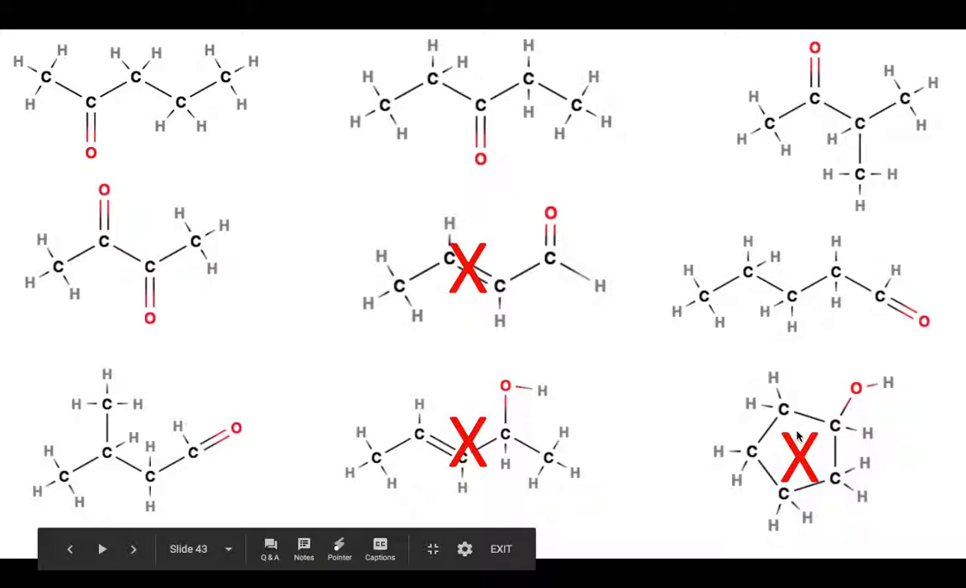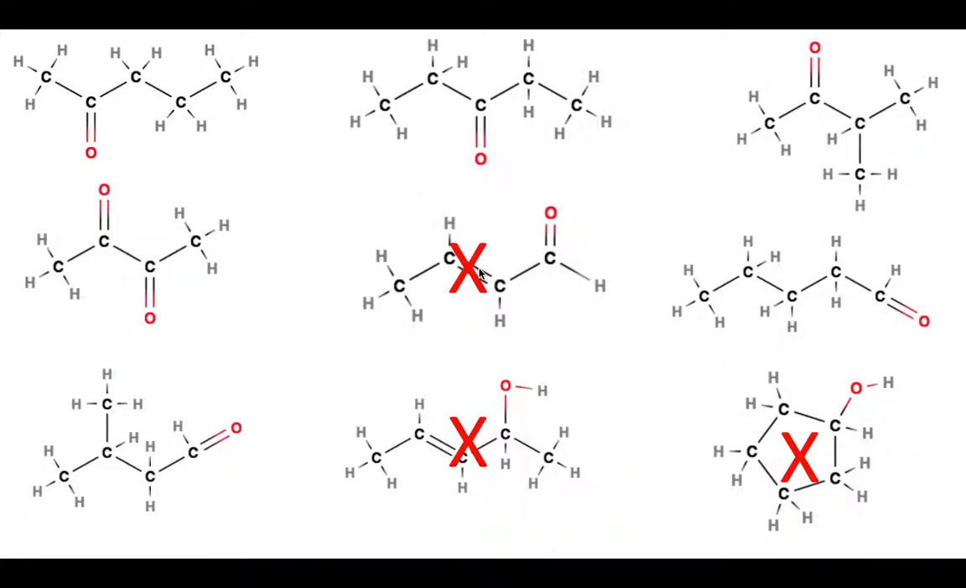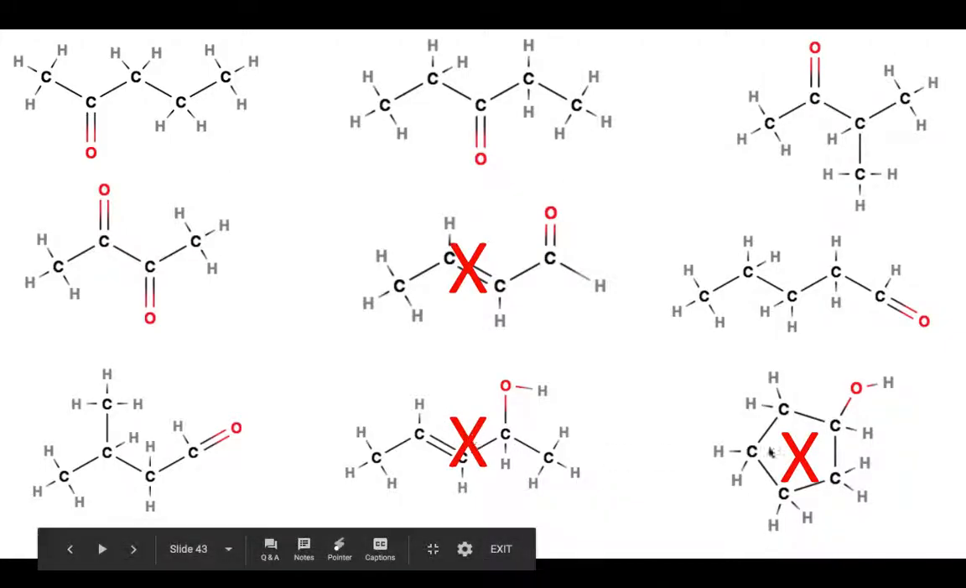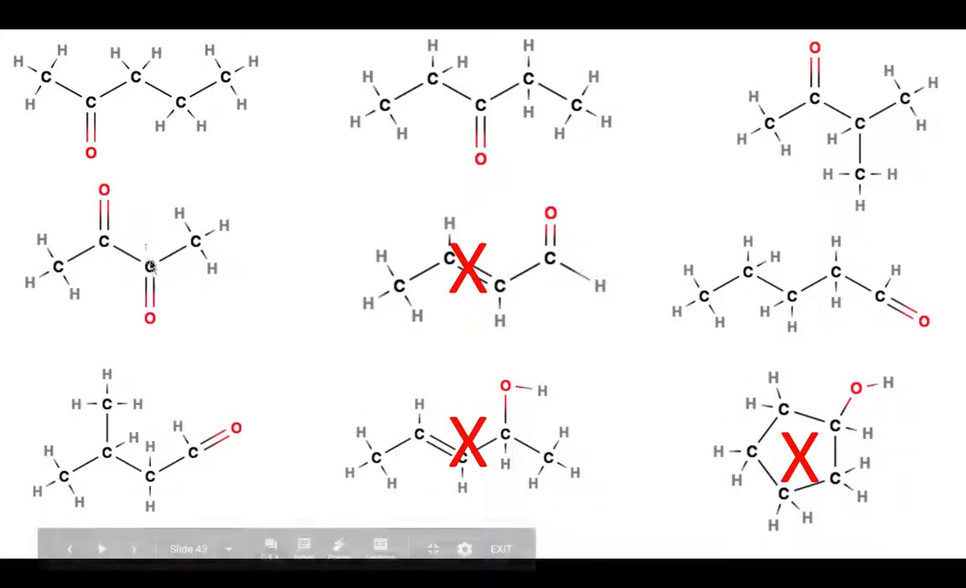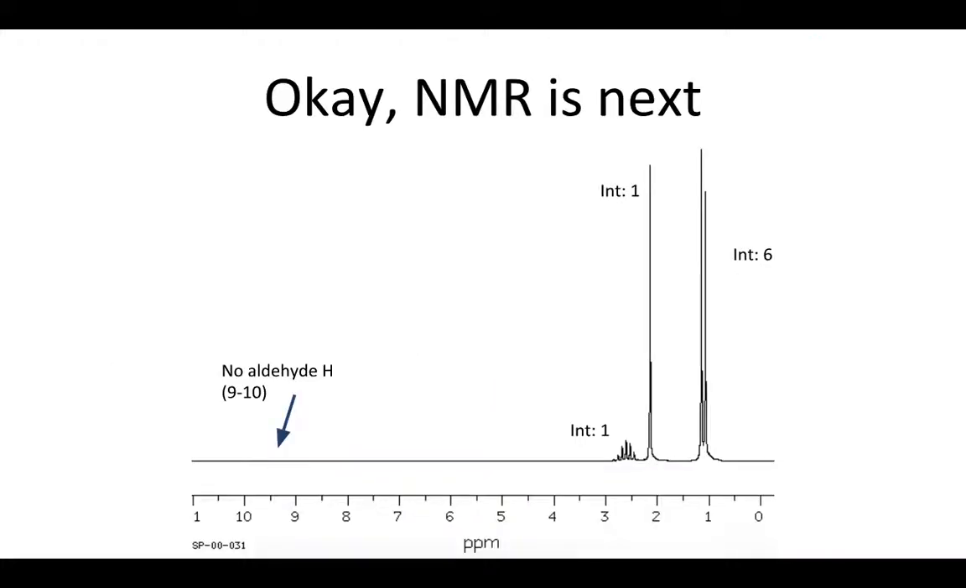And this is another alcohol. That's not it either. So it can't be a carbon-carbon double bond. I can get rid of that molecule, get rid of that molecule. And it's not an alcohol, so I can get rid of this molecule too. Which leaves me with some aldehydes and ketones up here. And maybe I'll be able to tell from the NMR spectrum which aldehyde or ketone it is. Okay, so let's take a look at the NMR spectrum.